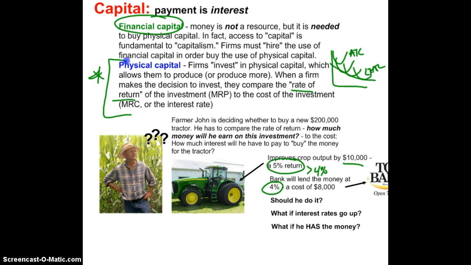If the interest rates go up, let's say suddenly the interest rate is now 6%, then no, this is not a worthwhile investment. Somebody else should be borrowing the money, somebody who could get more than a 6% rate of return. Finally, what if he has the money? The answer is it doesn't matter, because then we have to consider the prevalent interest rate in the market as an opportunity cost for him. If he has $200,000 sitting around, certainly buying a tractor is not the only thing he could do with it. So now he needs to weigh the rate of return of the tractor against, for example, buying a certificate of deposit or possibly investing in the stock market.